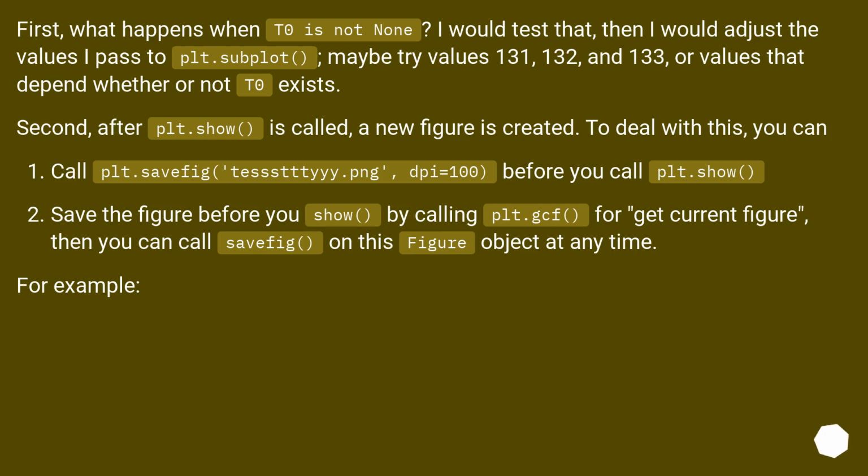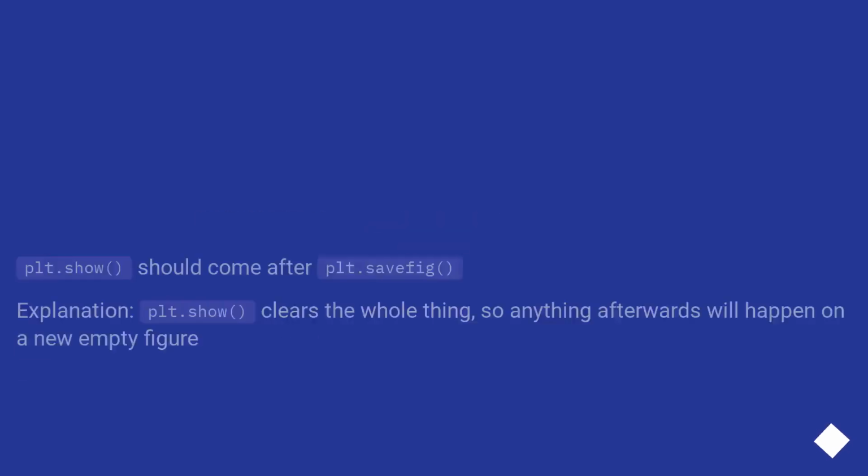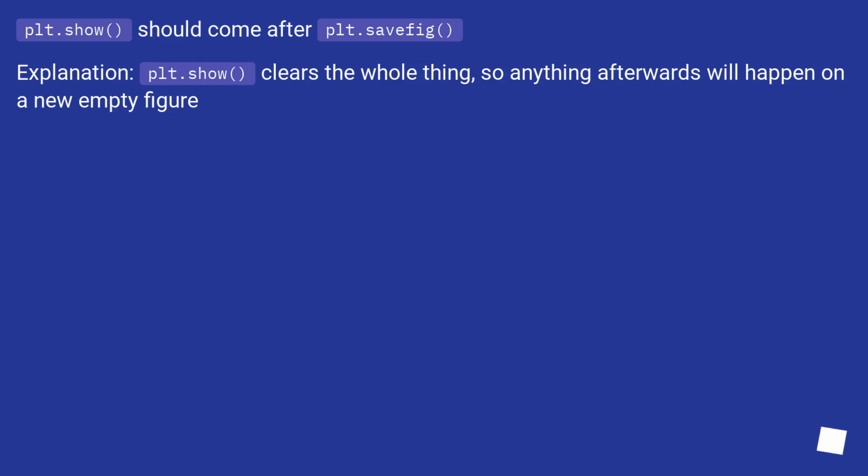For example, in your code, testdu.png is blank because it is saving the new figure, to which nothing has been plotted. plt.show should come after plt.savefig. Explanation: plt.show clears the whole thing, so anything afterwards will happen on a new empty figure.